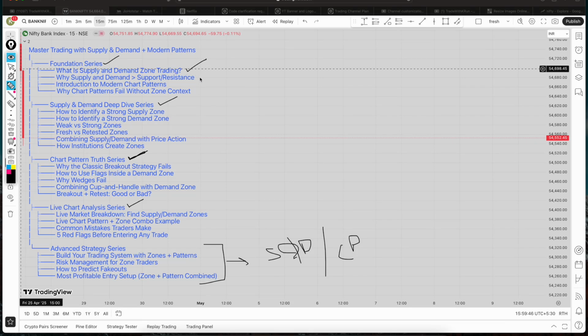Then we'll see why this conventional supply and demand zone trading or strategy is much better than the existing, new age support and resistance. We'll ponder upon this particular topic for a video or so, and then we'll have a quick introduction to modern chart patterns, how they are formed, and what implication they give us. So we'll be discussing all about that, and then we'll also see why certain chart patterns fail.